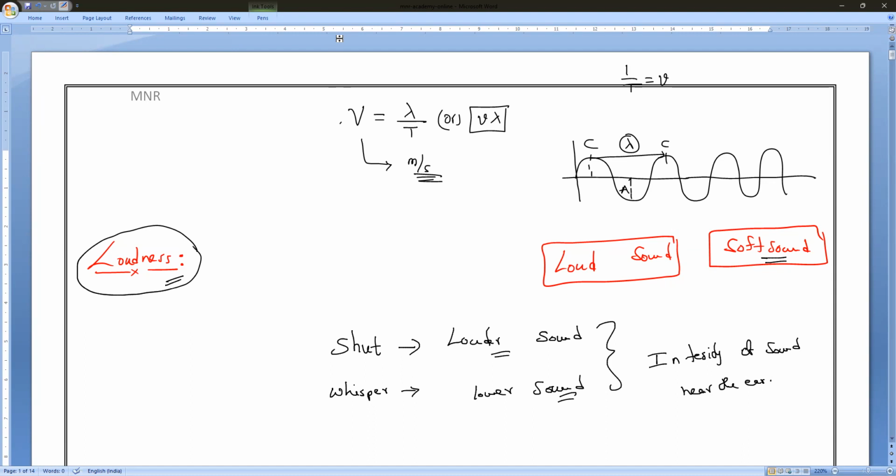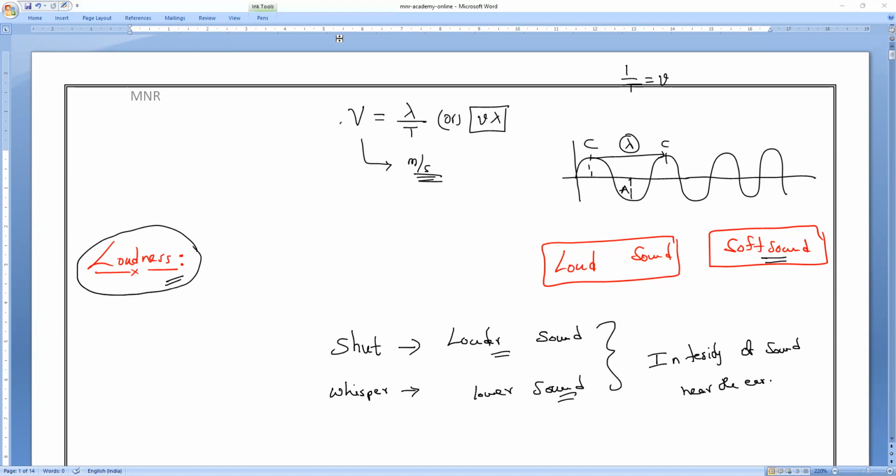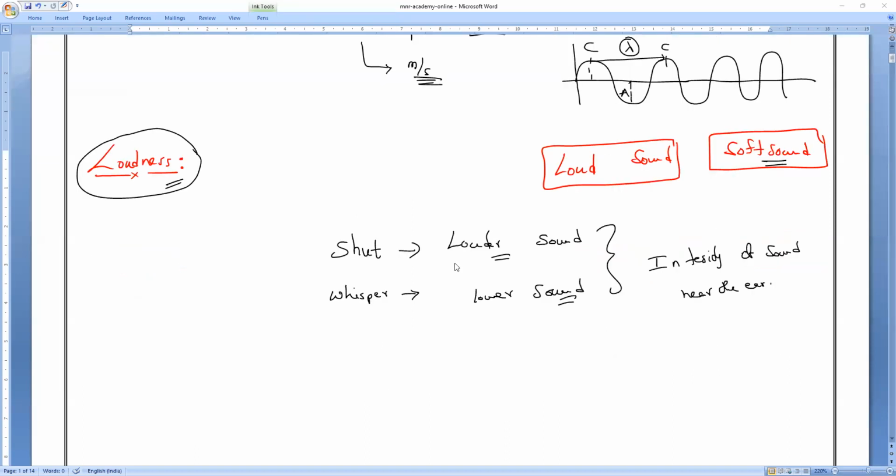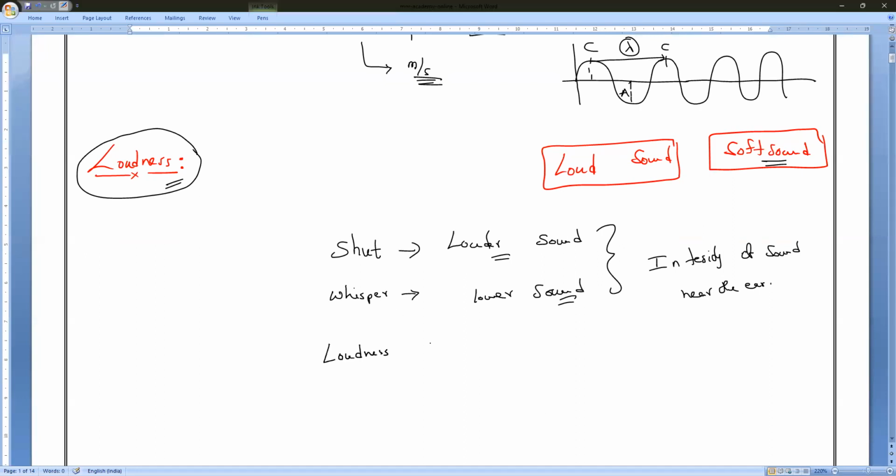Suppose you are very far, even if I am shouting here, when it reaches you it will become a very low sound. Why? The distance. When it is traveling a long distance, the loudness of the sound keeps on decreasing. So the intensity of sound near the ear is actually the loudness. That will decide the loudness factor. That's why we say loudness is a sensation as perceived by the listener.